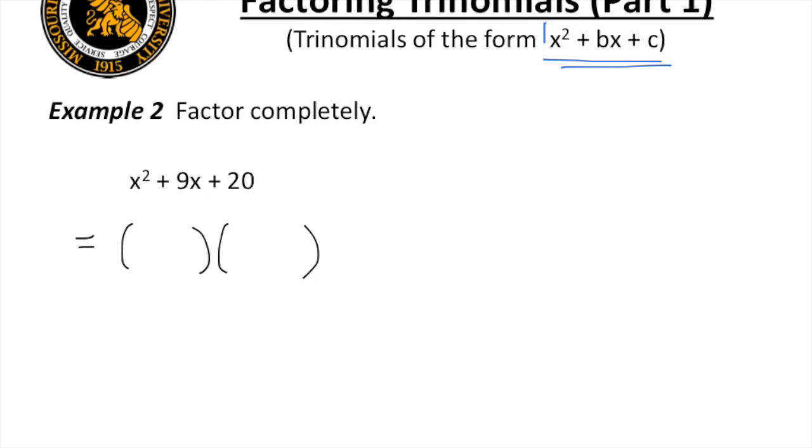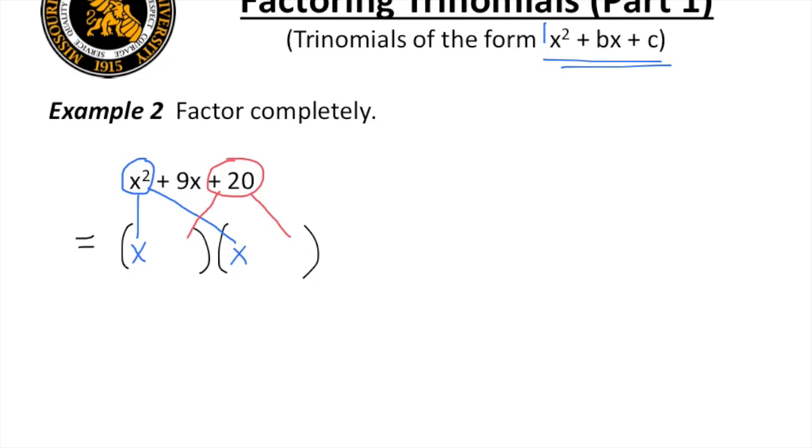Based on our observations in example 1, we know that the factors of x squared will go in the front of each binomial. Since x times x gives us x squared, we know that x will be the first term in each of our binomials. We also know that the positive 20 gives us the numbers in the back of each binomial. Specifically, the factors of positive 20 will give us what we need.